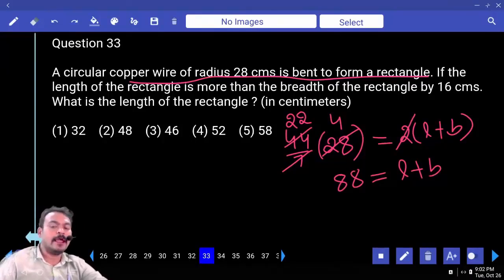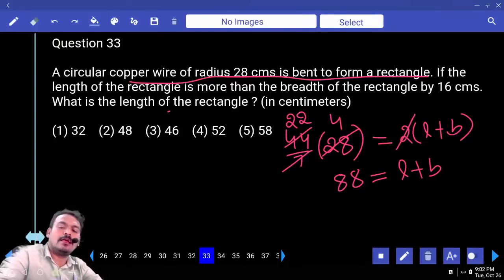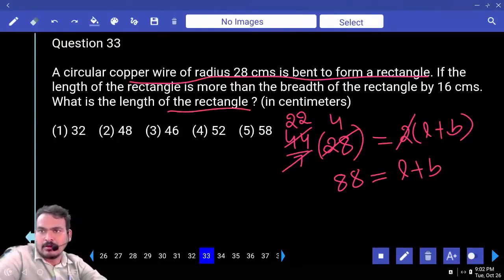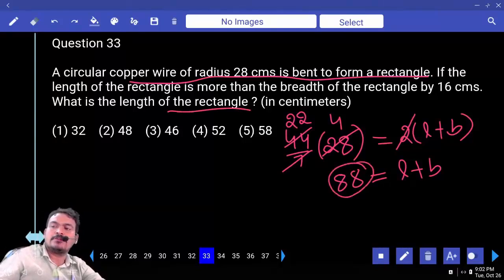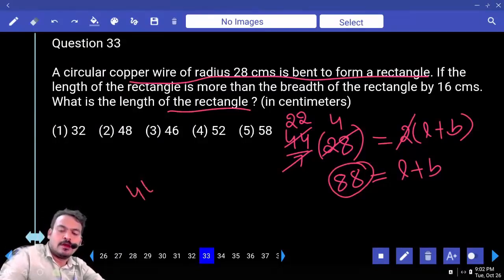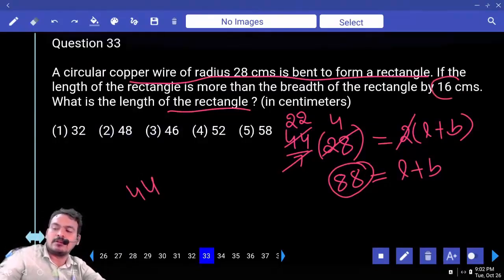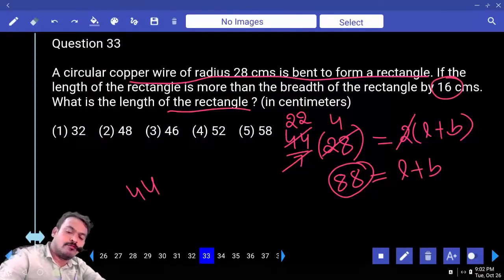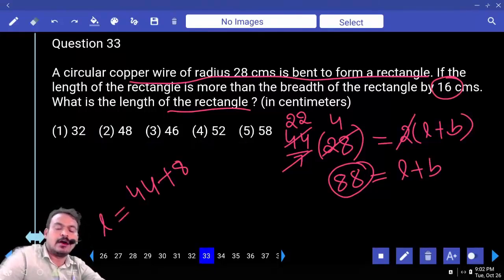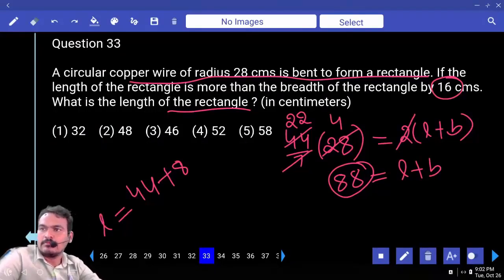88. And one more, the length of a rectangle compared to breadth value, how much value is extra? 16 more or 16 lesser? 16 more. What is the question here? Length of the rectangle, or not? What is the half of the 88? 44. Next, what is the half of the 16? 8. Then 44 plus 8 will be the length of a rectangle.